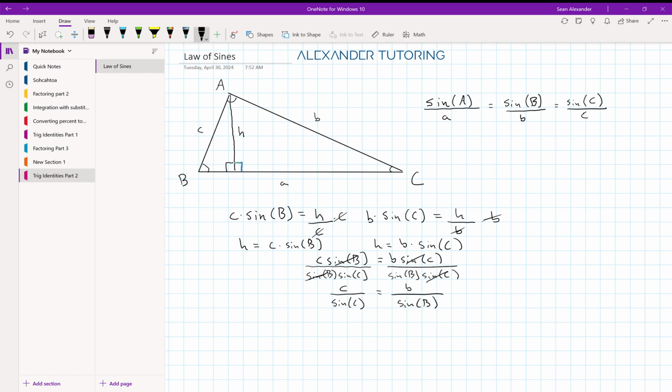We're close, right? This looks a lot like the law of sines. We got this part of it here. Now, we just need that sine A over a part, so all we've got to do is basically repeat this same process with a different altitude.